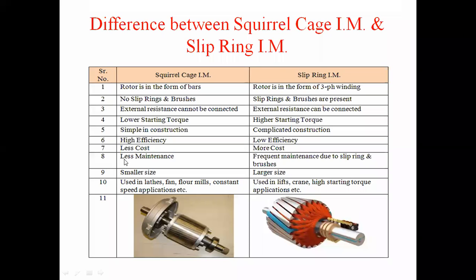Next, it has a low cost, as there is no winding, so it has low cost, versus more cost. Again, because there is only a simple winding, it has less maintenance. And here, because of the slip ring and brush arrangement, there is always frequent maintenance. Smaller size, and obviously larger size because of the rotor winding.